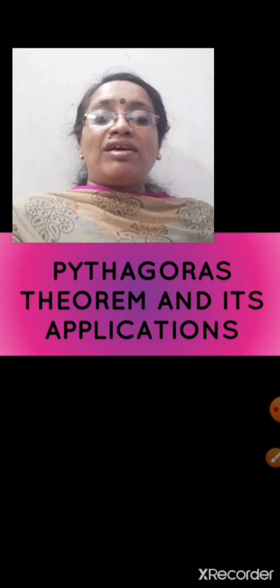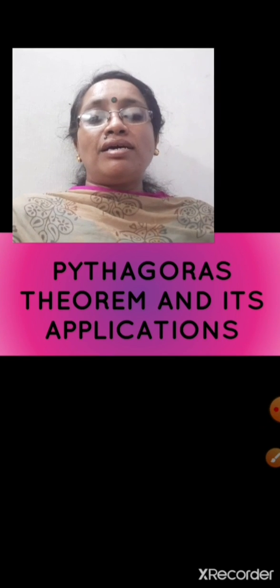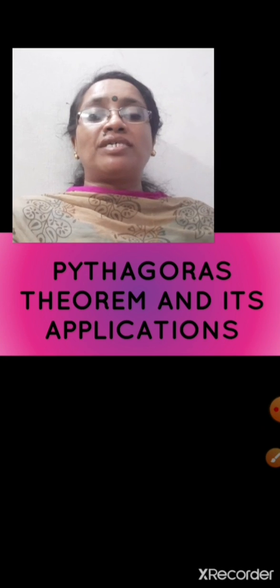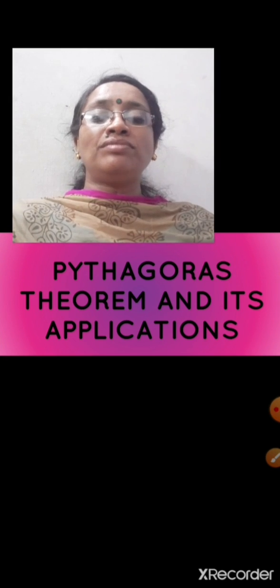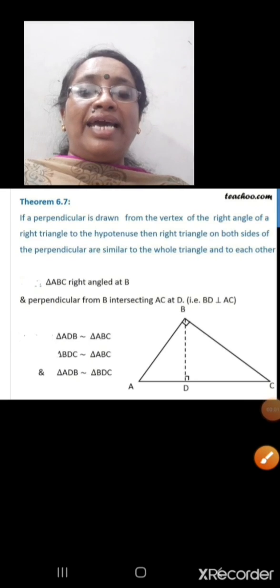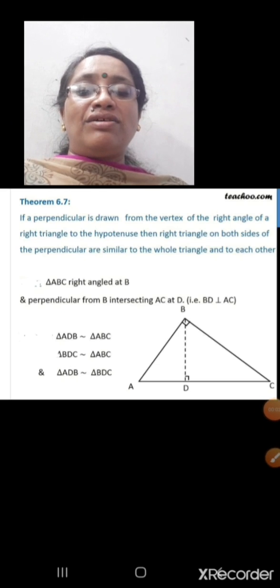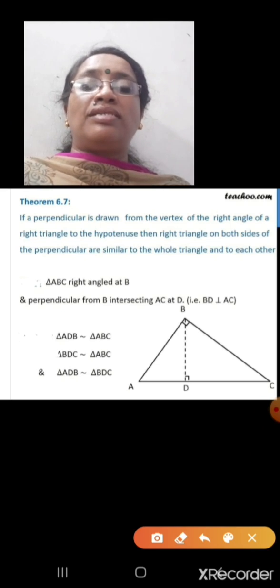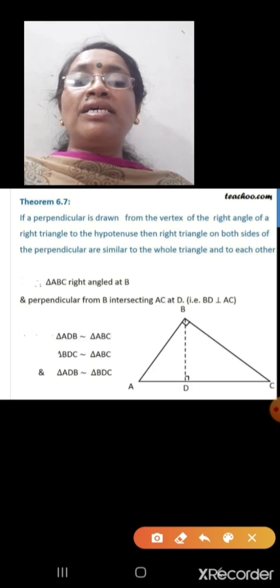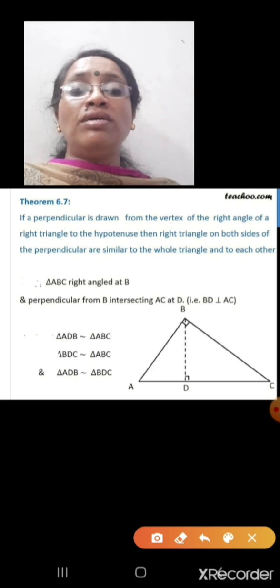Good morning, students. Today we are going to study the last section of this chapter, triangles. The section is Pythagoras theorem and its applications. In this section, you are going to study 3 theorems. In that, the first one is theorem number 6.7.